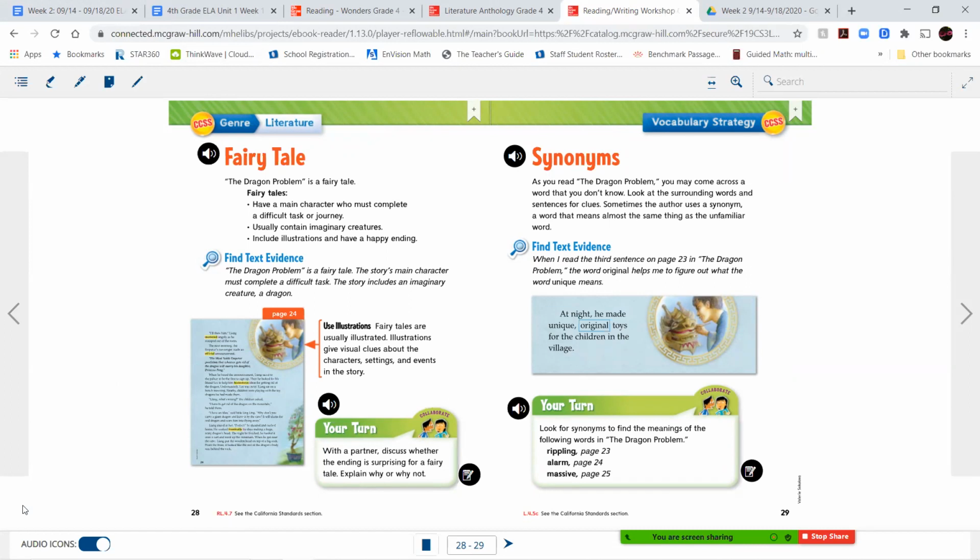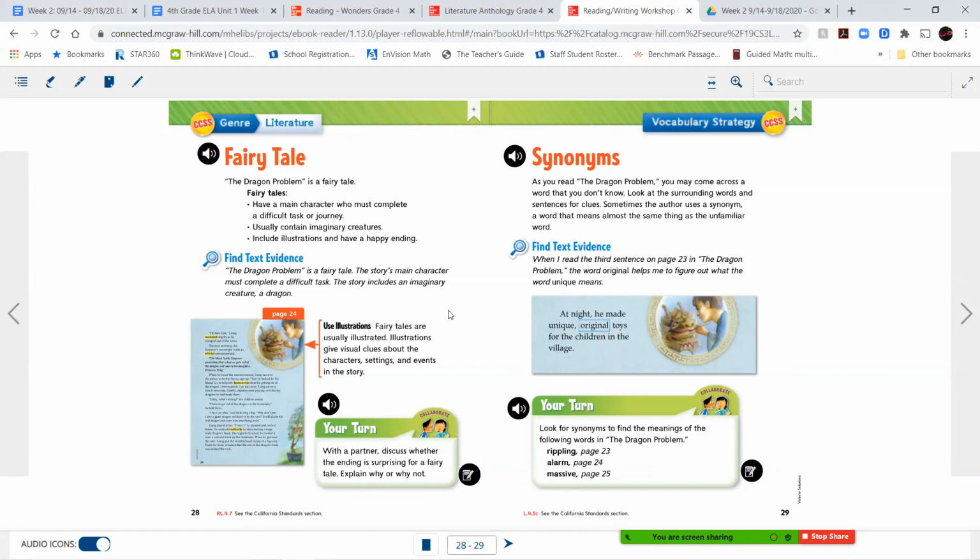So when we're talking about fairy tales, we're talking about made-up stories that usually come with a happy ending, but they also have parts or elements in them that are not real. So there's usually some kind of journey or some kind of quest that the main character has to go on. There's usually some kind of imaginary creature. So flying dragons, fairies, things like that. And it has a happy ending at the end.